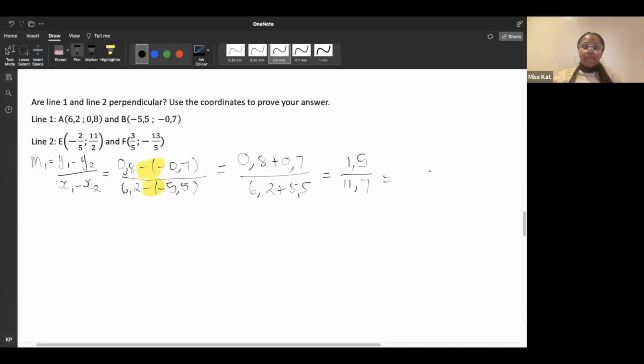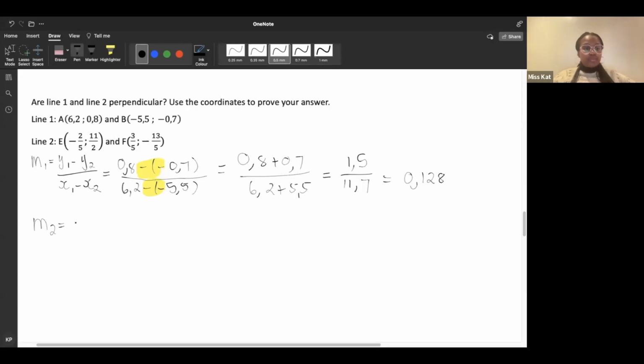So 1.5 divided by 11.5 gives us 0.12. What's the decimal after that? 8. So the 2 is going to change and become a 3. Okay, let's do 0.128 just to be safe. Okay, now let's do the one for line 2.